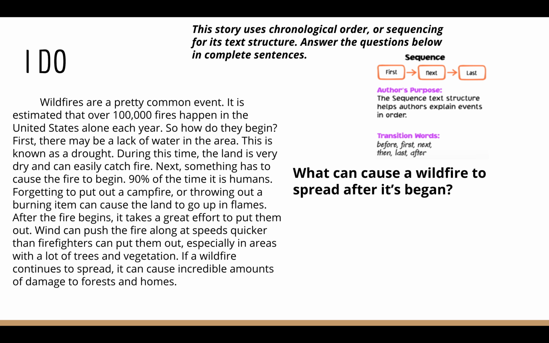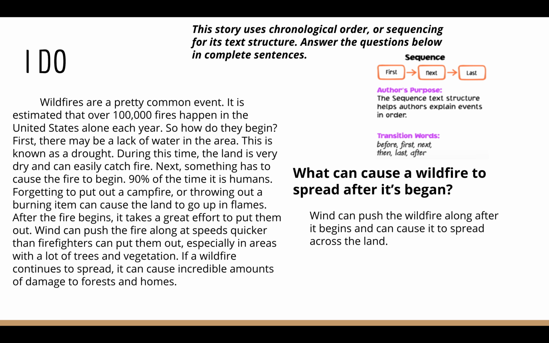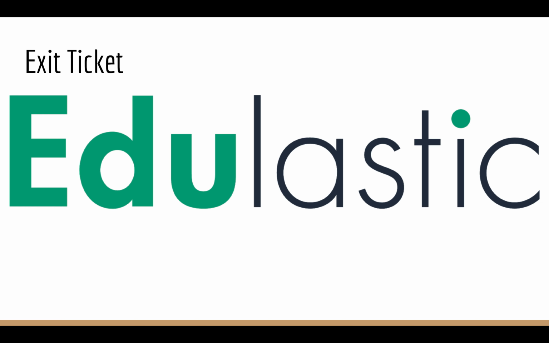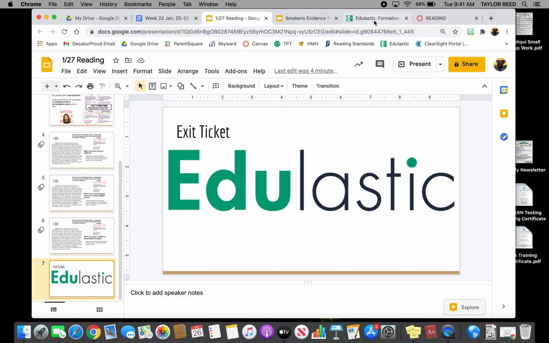What can cause a wildfire to spread after it's begun? I put, wind can push the wildfire along after it begins and can cause it to spread across the land. So again, this relates back to comprehension as well. Do you understand what you read? Are you able to answer questions about what you read? But this also focuses on the text structure of sequencing. So those clue words, first, next, last, after that, finally, all of those words are clues that the structure is using sequencing as well. So I'll pull up a preview of our exit ticket on Edulastic.